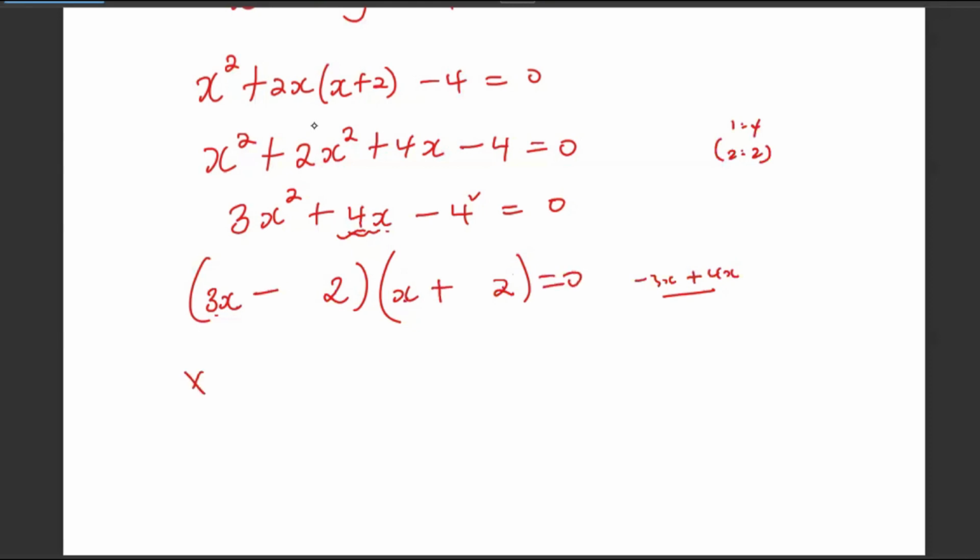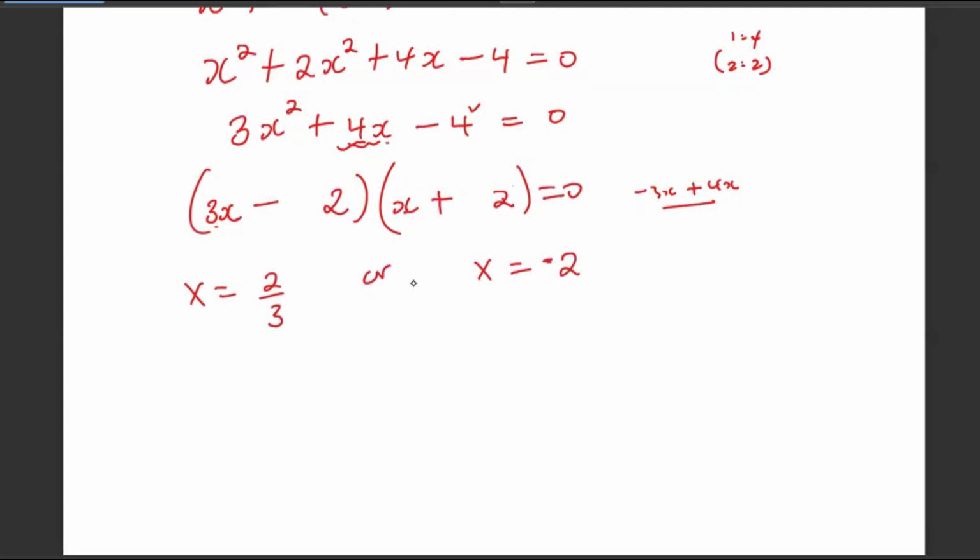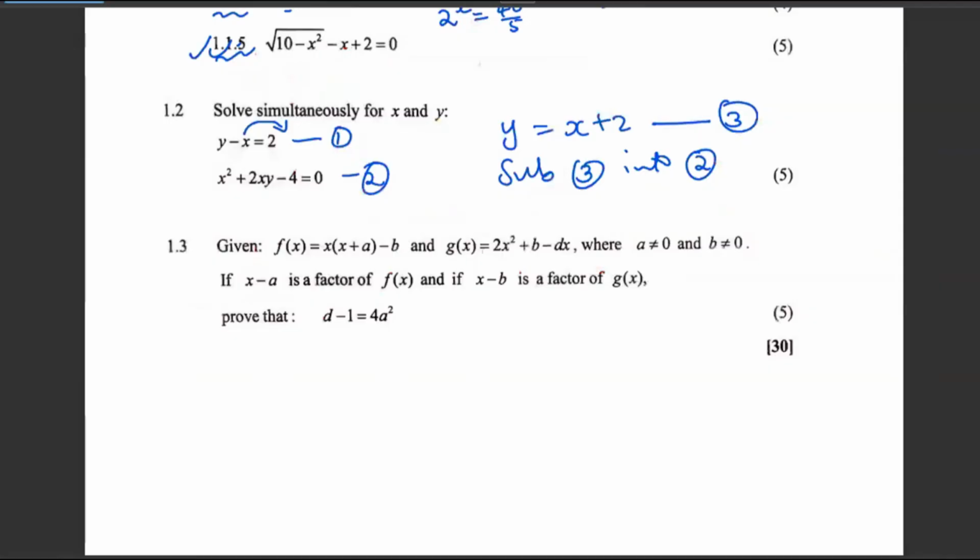So meaning that my x is going to be 2 over 3, or x is going to be negative 2. Then I need to substitute this x into the equation of x plus 2 for the y. So if I do that, it's going to be 2 over 3 plus 2, which makes it 8 over 3. Or if we use a negative 2, then y is going to be a 0. So these are the solutions that the question basically wanted for the 5 marks. All right.